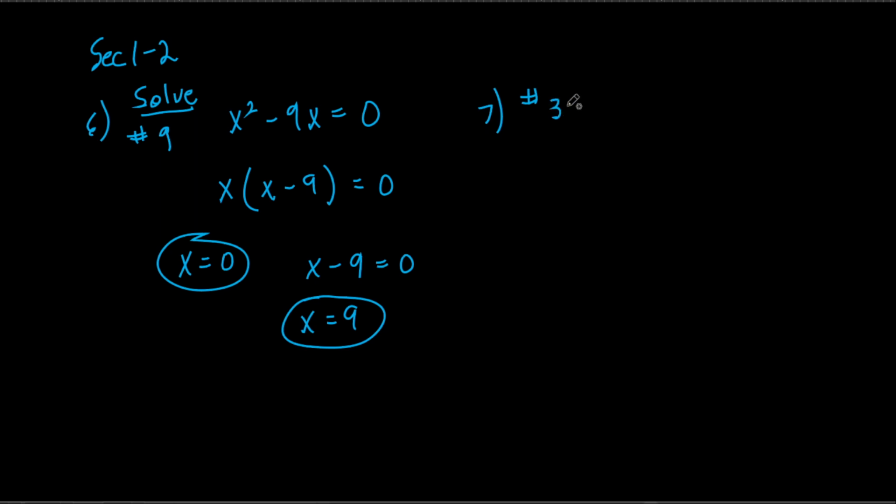31? Okay, so let's do 31. So it's x minus 1 in parentheses squared.